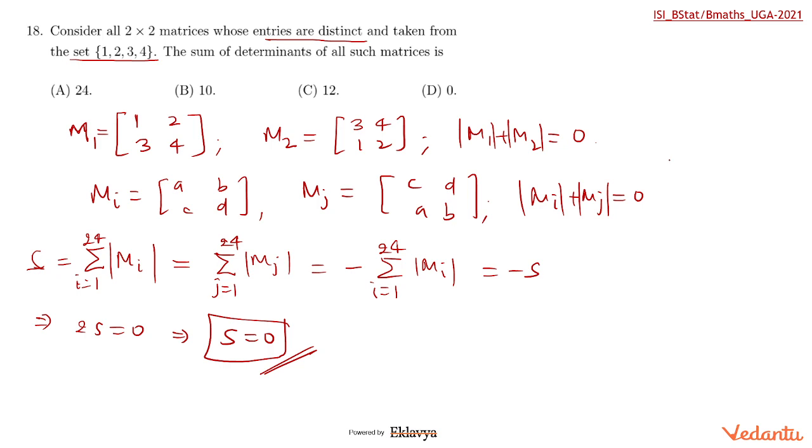मतलब यहाँ पे हम कह सकते हैं कि M_I to M_J is a bijection, 1 to 1. So answer here is 0.